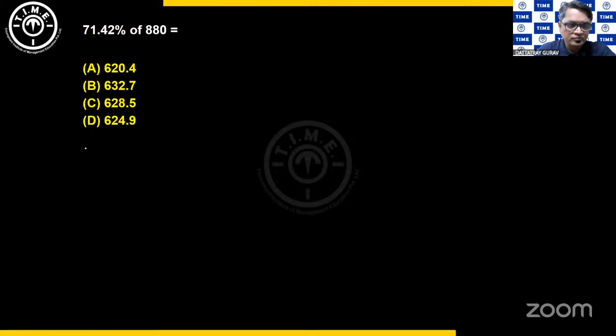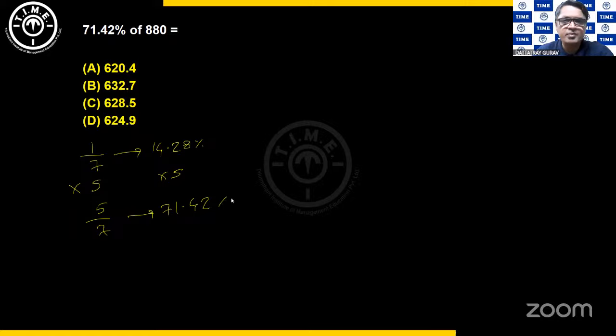71.42. Now we have already done one table. What is 1 by 7? It is 14.28. If I multiply by 5 here, it becomes 5 by 7. And the answer of this will be 71.42, exactly the same number given in the question. So what will 71.42% be then? It is 5 by 7. So simply 5 by 7 multiplied by 880.